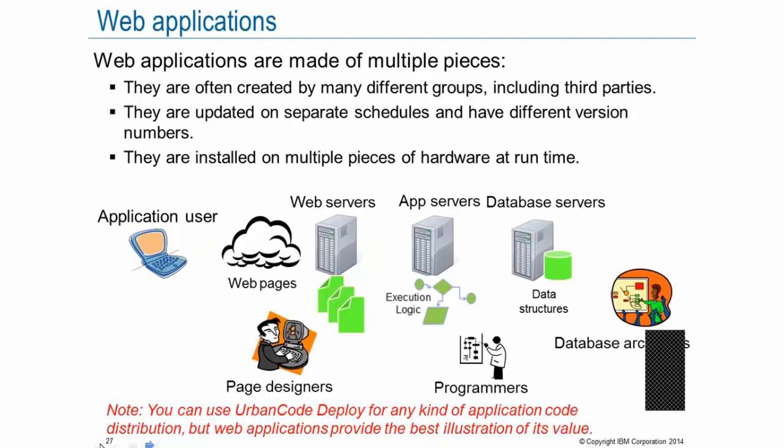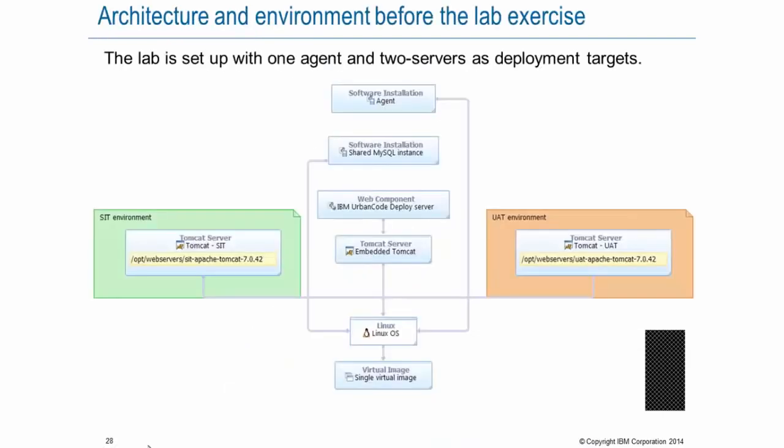So for the lab environment, we actually do it with one server. But this could be multiple servers. But in our case, we use one server. On that server, it's a Linux. It's got Urbancode Deploy server installed on it, which has an embedded Tomcat. That's basically the underlying technology on the web server for Urbancode Deploy. And then we have installed a MySQL instance, and we have the Urbancode Deploy agent.